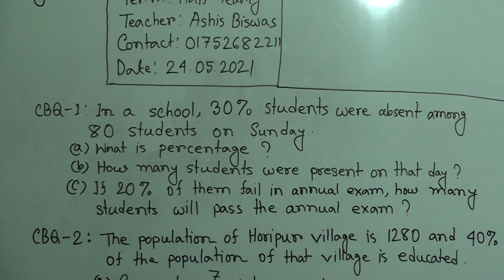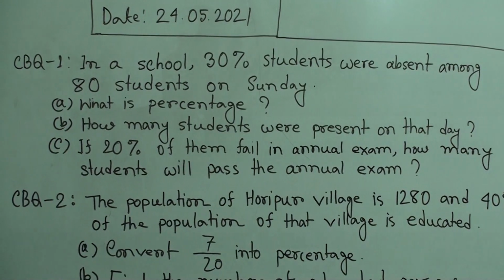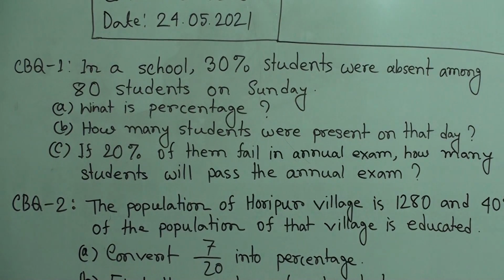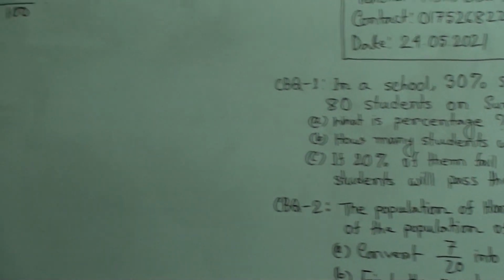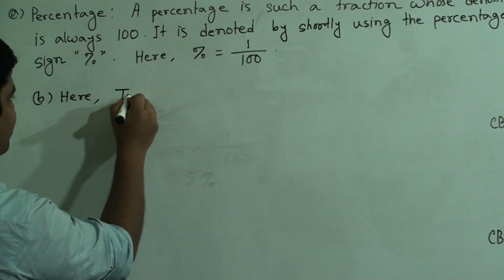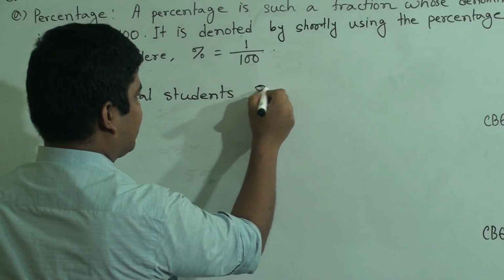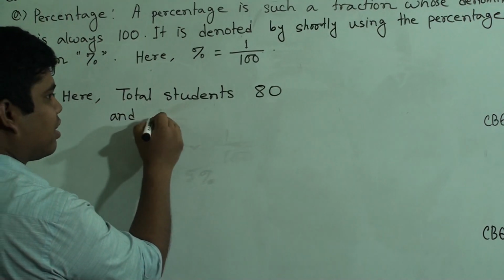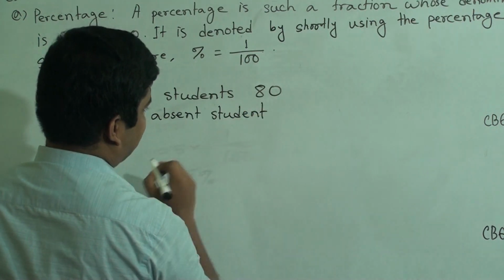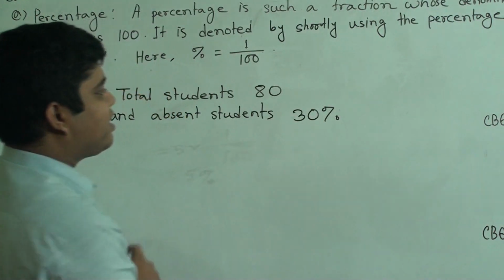Okay, so we go to the stem first. In a school, 30% students are absent among 80 students. So at first we find out the absent students from the total number of students. So notice question number B here. Total students 80 and absent students 30%.